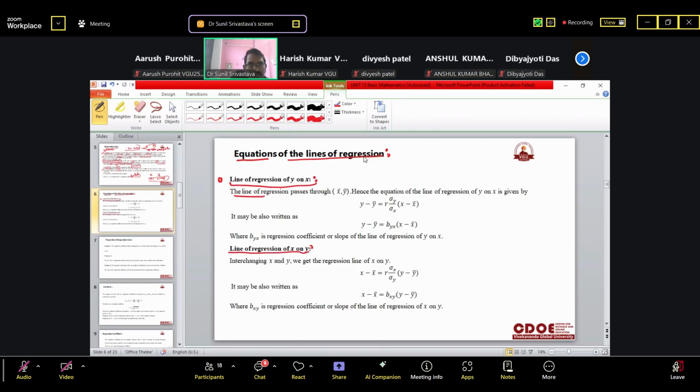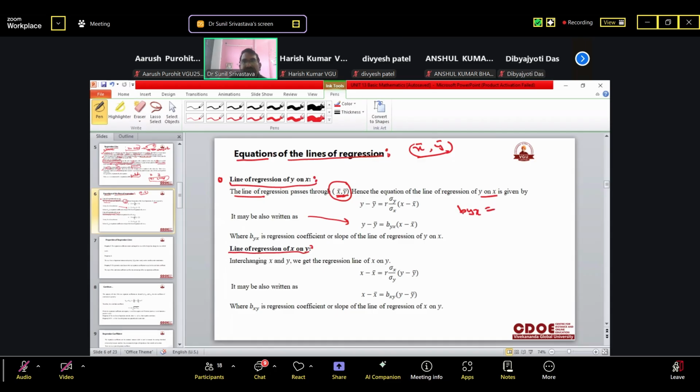Now, the line of regression passes through their means, where x bar is the mean of the x series and y bar is the mean of the y series. So the line of regression passes through their means. Therefore, the equation of the line of regression y on x is given by the expression y minus y bar is equal to r sigma y upon sigma x, x minus x bar. It may also be written in the form y minus y bar is equal to byx, x minus x bar.